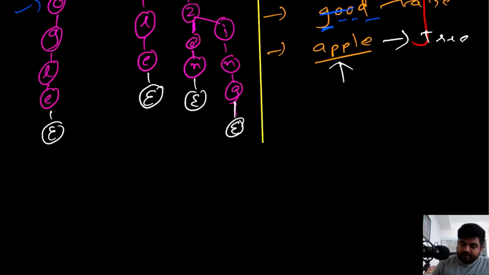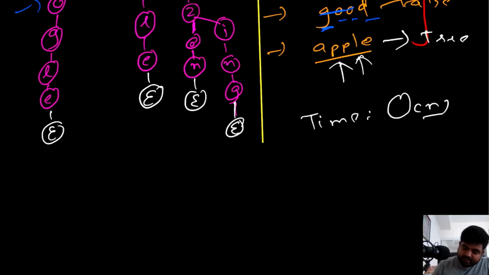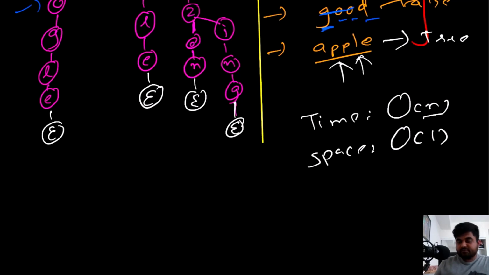Now if we try to see the time and space complexity, in this case the time complexity is also going to be big O of n, where n is the number of characters present inside any word that we are trying to search. If we see space complexity, the space complexity is also going to be big O of 1, or constant space complexity, because we are not storing anything in our stack.